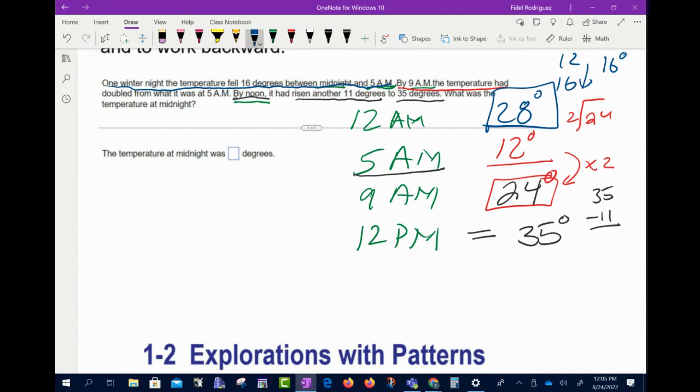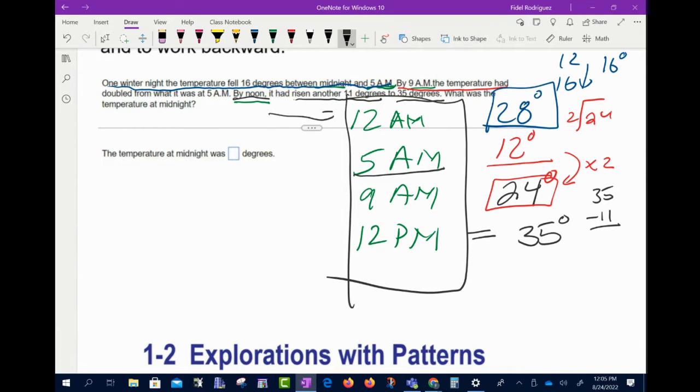So one thing I really want to emphasize about this problem, the first thing I did was let me make at least a list of the times, right? Because I want to know the temperature at each of those times. I know I'm trying to get back over here, but before I get there, I got to get to here and here. You know what I mean?